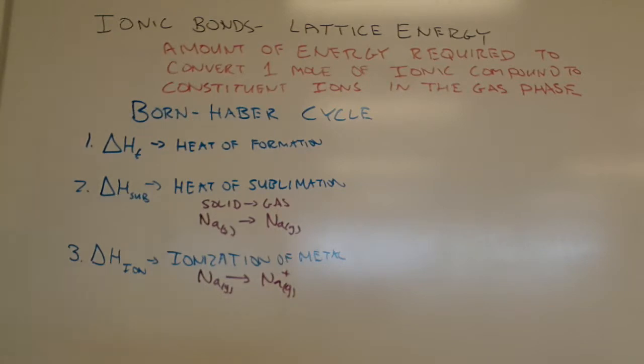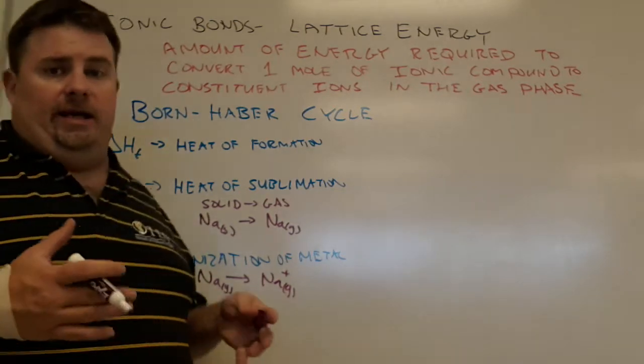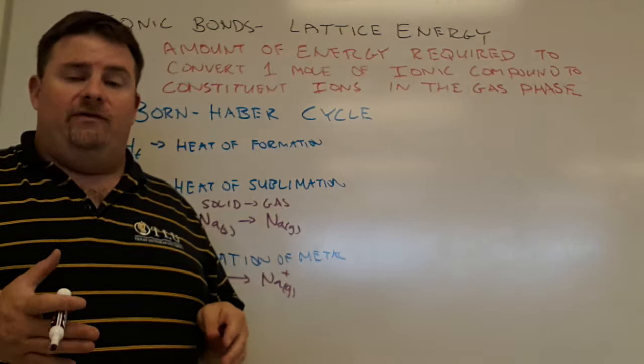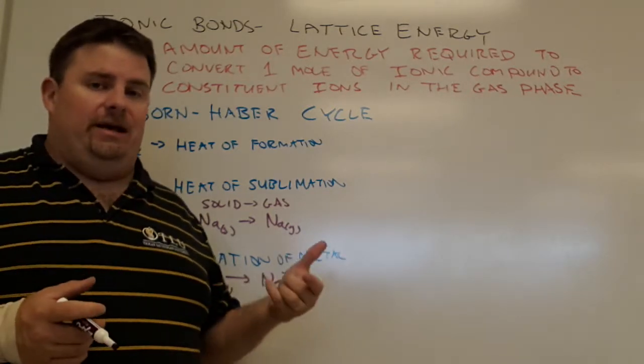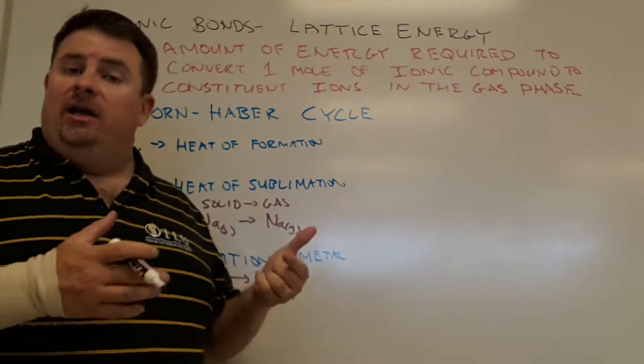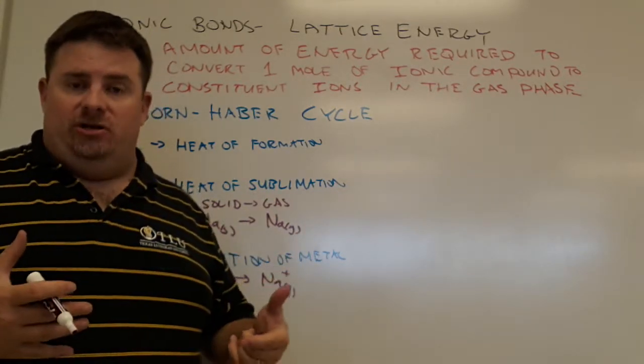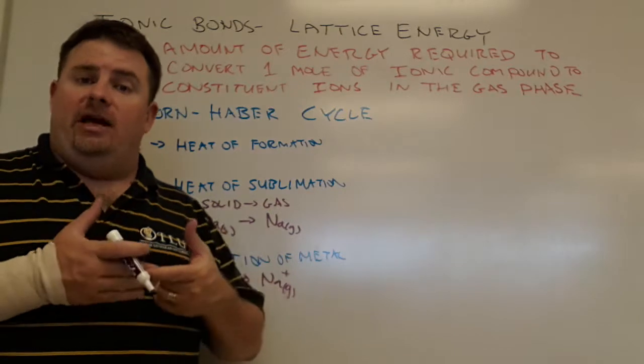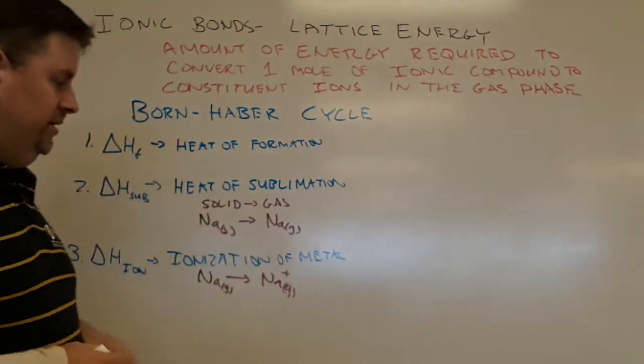All right. If you deal with something like calcium, an alkaline earth metal, you have to account for both the first and second ionization energies and add them together. Okay. The second ionization energy does not take into account the first ionization energy. So if you're given calcium, you've got to add those two together to get that lattice energy.